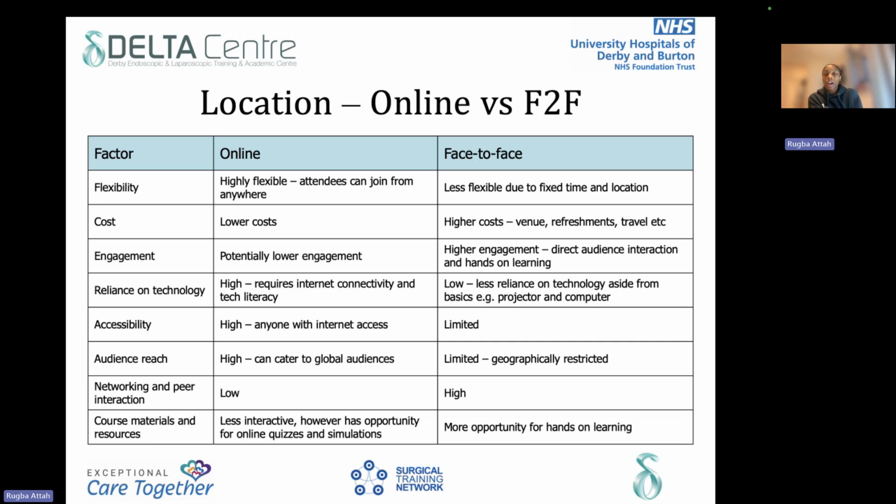Next, engagement. Online, there's the potential for lower engagement, whereas face to face, there's direct audience interaction and more opportunities for hands-on learning, which is obviously a pro. Then there's reliance on technology. Online, this is quite high, requiring internet connectivity and tech literacy, which for some older generations may be more difficult, or in some parts of the world may not be as accessible. For face-to-face, there's less reliance on technology aside from basics like a projector or the computer that you're using.